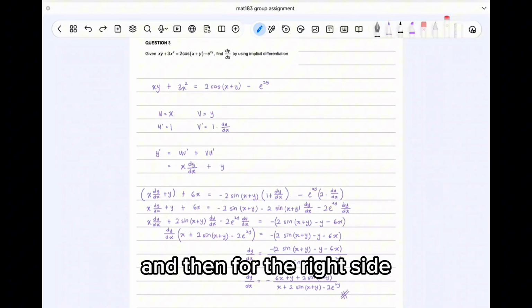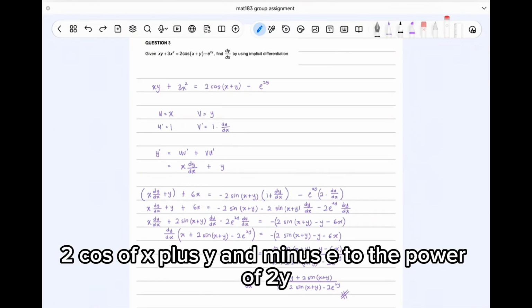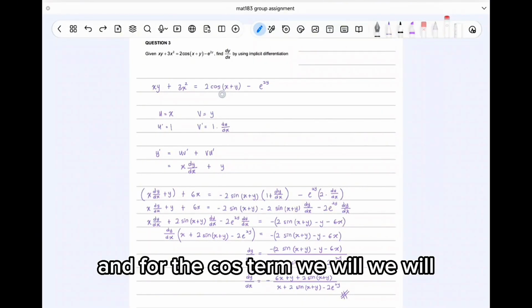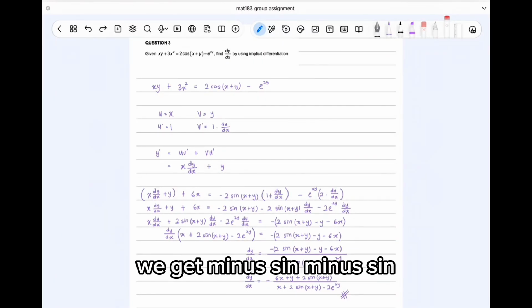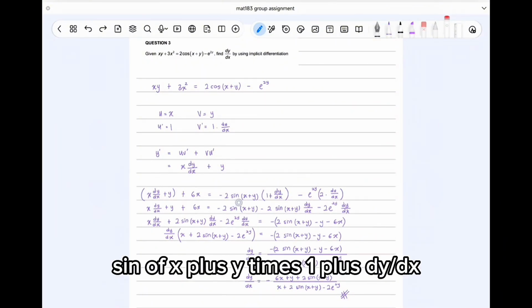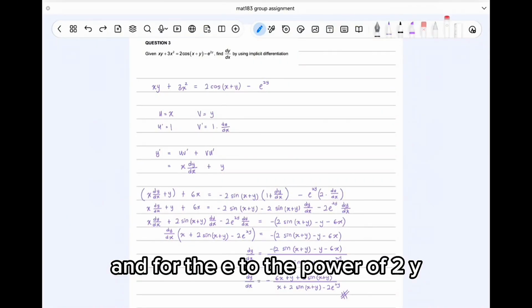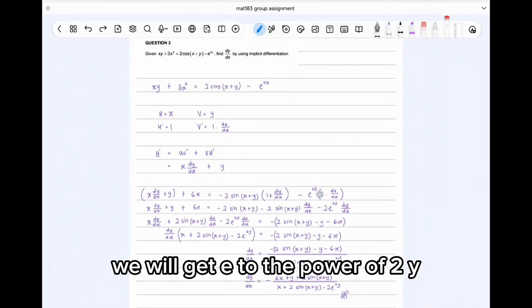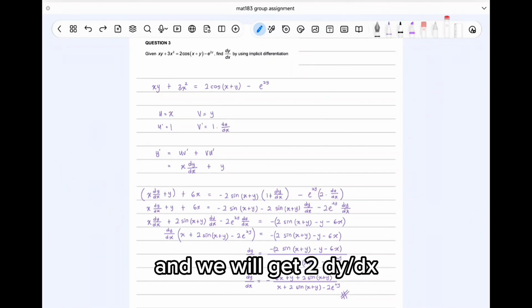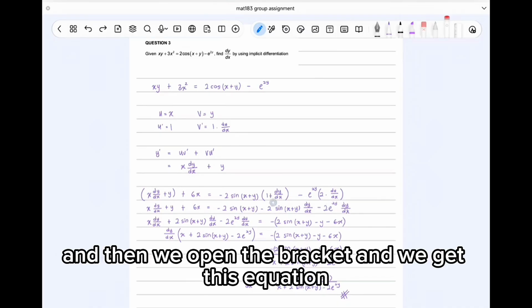And then for the right side, 2 cos of x plus y and minus e to the power of 2y, we will use the chain rule. For the cos term, we will get a minus sign, and it will be minus 2 sine of x plus y times 1 plus dy over dx. And for the e to the power of 2y, we will get e to the power of 2y, and we differentiate the 2y, and we will get 2 dy over dx. And then we open the bracket and we get this equation.